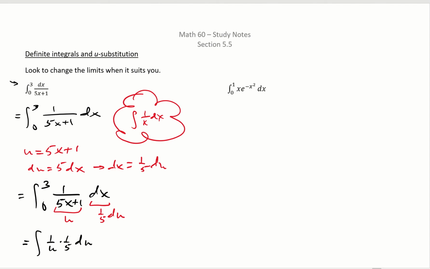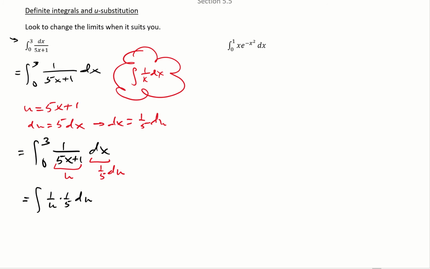Now, two things to notice. Everything's in terms of u, not x. And I didn't write the limits down this time because I don't want to get confused. I don't write the limits down when I change it to u. When I change it back to x, I bring the limits back. Do not use the x limits with the u function. You'll get the wrong answer. The x limits belong to x. So what we have is 1/5, get that out of the way, times the integral of 1 over u du.